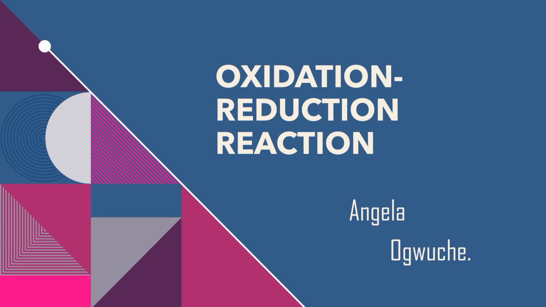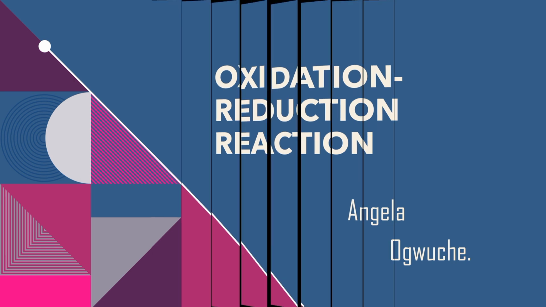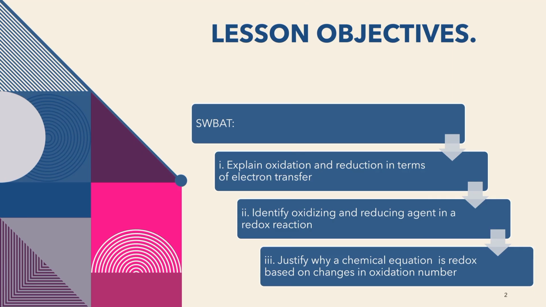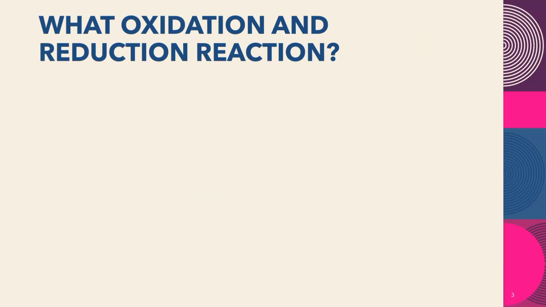Good afternoon, everyone. So today we are looking at the topic oxidation and reduction reaction. At the end of this class, you should be able to explain oxidation and reduction in terms of electron transfer. You should be able to identify oxidizing and reducing agents in a redox reaction. You should be able to justify why a chemical equation is redox based on changes in the oxidation number.